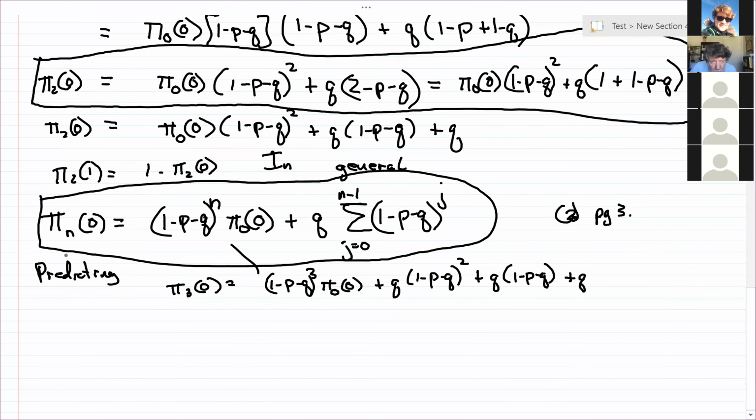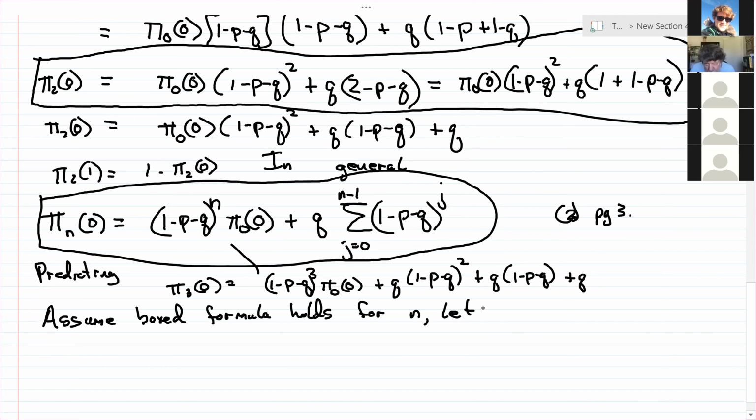So let's assume the box formula holds for n, and let's check that it still holds for n plus 1. Okay.